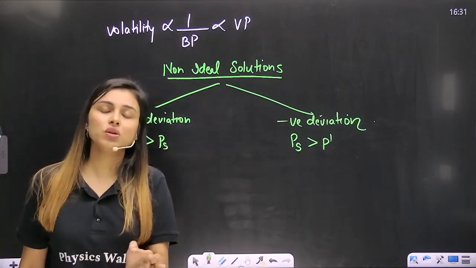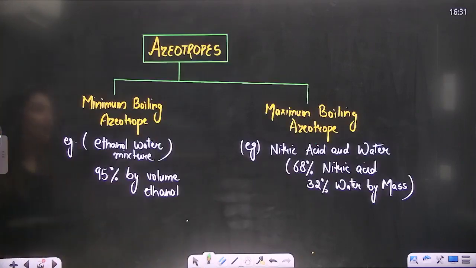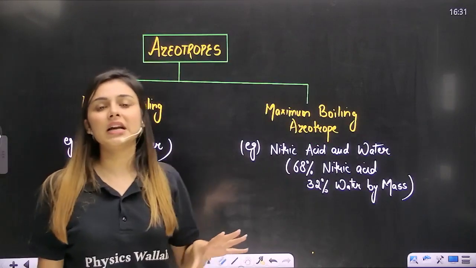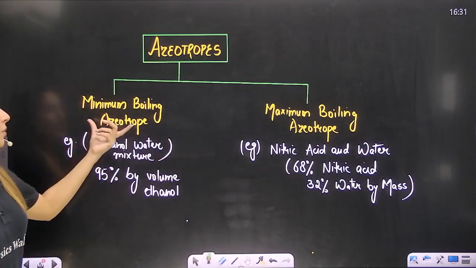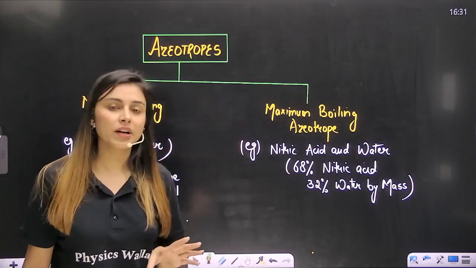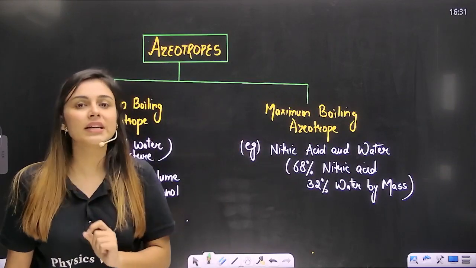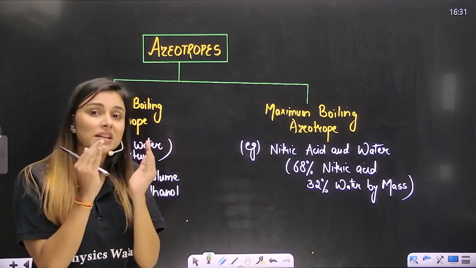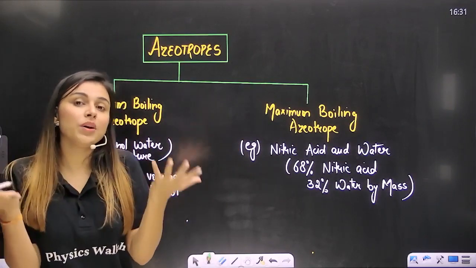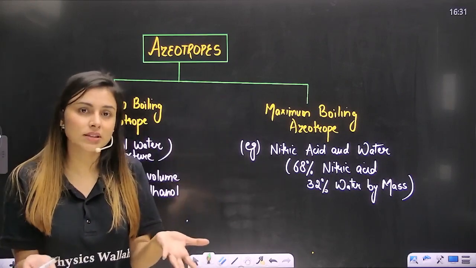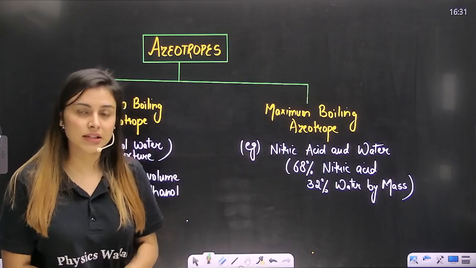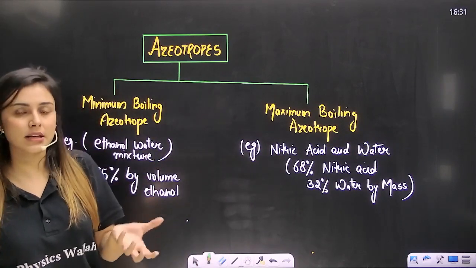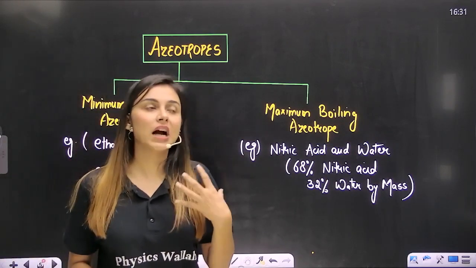So my dear students, let me tell you that azeotropes are basically classified into two types. I hope you'll understand now. One is the minimum boiling azeotrope, one is the maximum boiling azeotrope. And the question generally asked is that the maximum boiling azeotropes are which type of non-ideal solutions, or the minimum boiling azeotropes are which type of non-ideal solutions. Now I'm going to tell you how you can memorize and understand the concept.